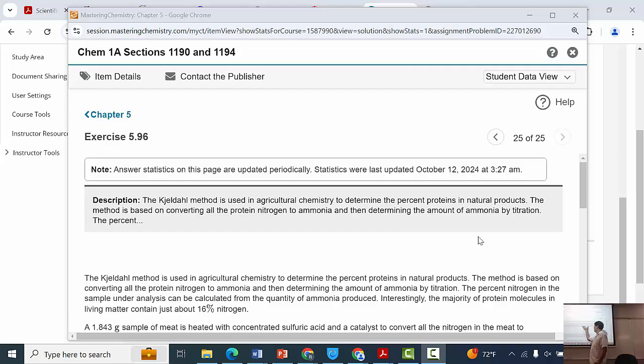So we want to know how much protein there is. For example, if you buy pet food, pet food will have a certain number of grams of protein, grams of carbohydrates, that type of stuff. And there are different methods to determining how much protein you have in a particular sample. This is one of the methods. The method is based on converting all the protein nitrogen to ammonia and then determining the amount of ammonia by titration.